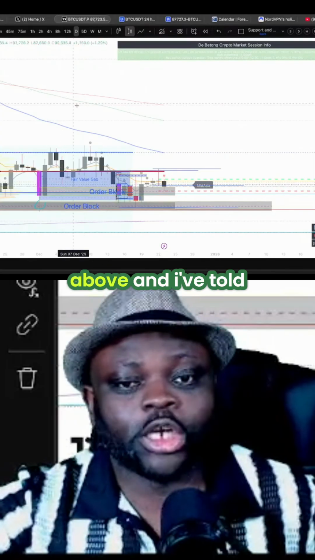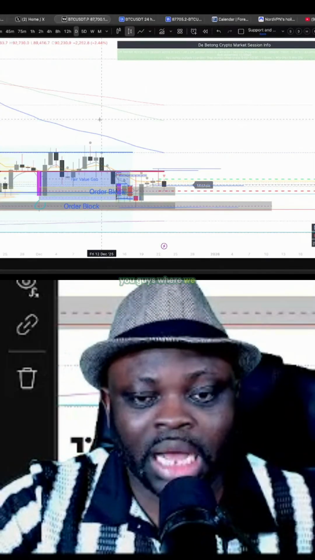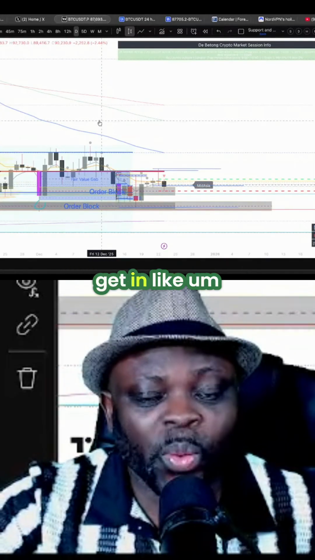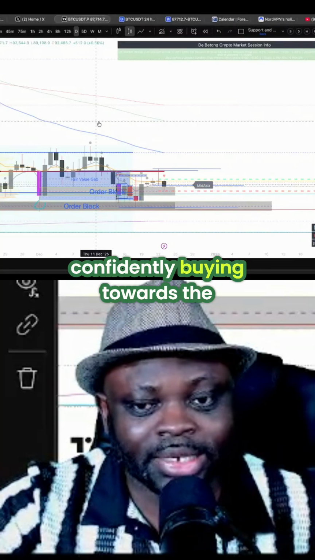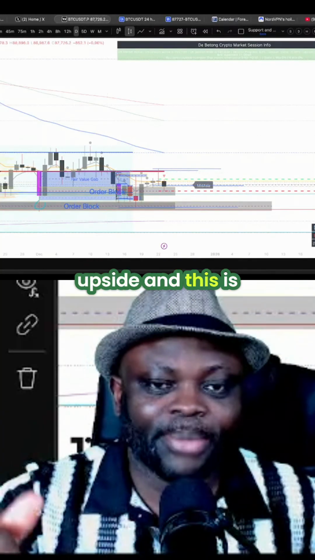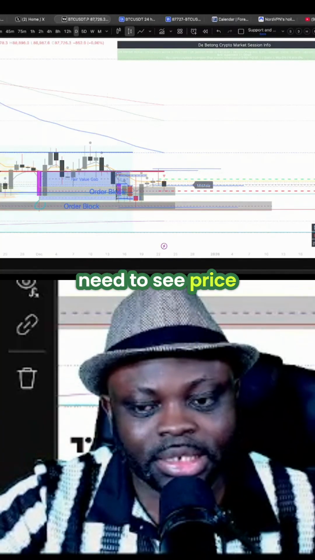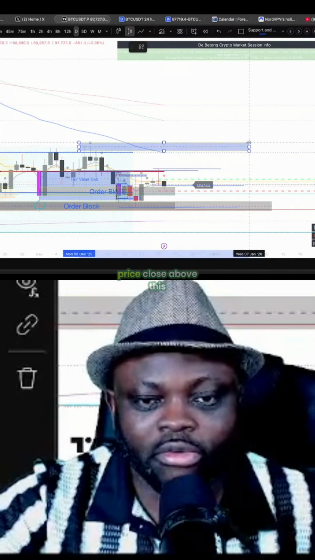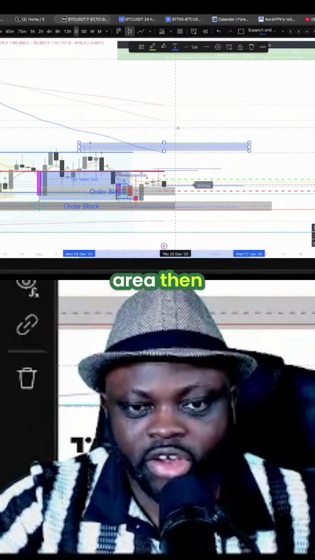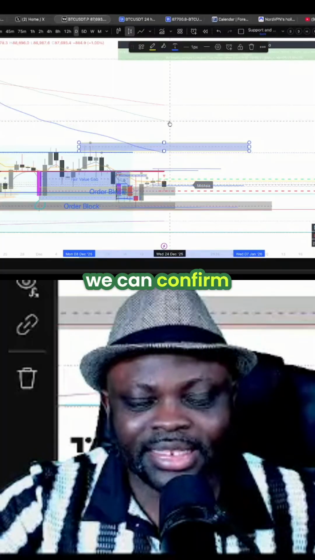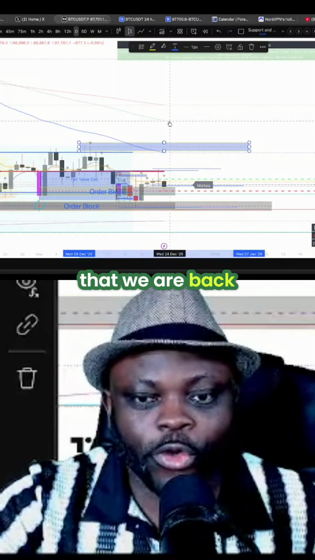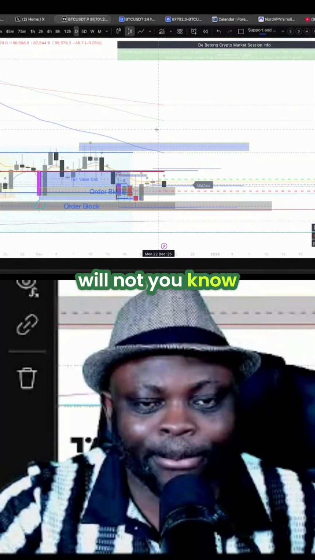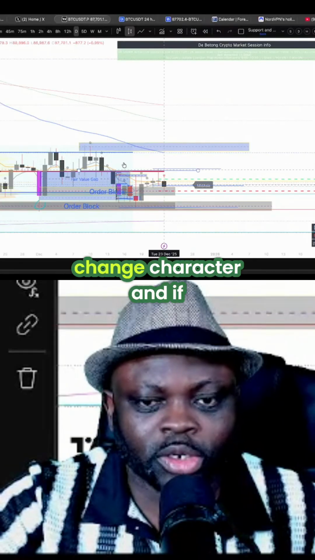and I'm going to keep talking about this range until we break the range and close above. And I've told you guys where we can start expecting to get in, confidently buying towards the upside. And this is the long trade. We need to see price break and close above this zone. Once price closes above this area, then we can confirm that we are back in an uptrend. This is going to break this structure, or change character.